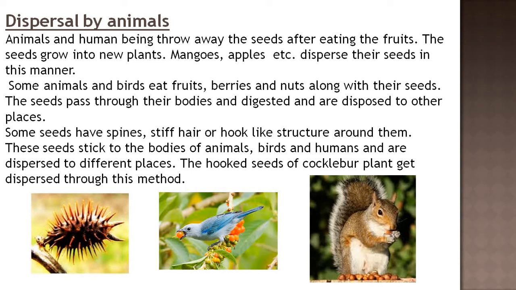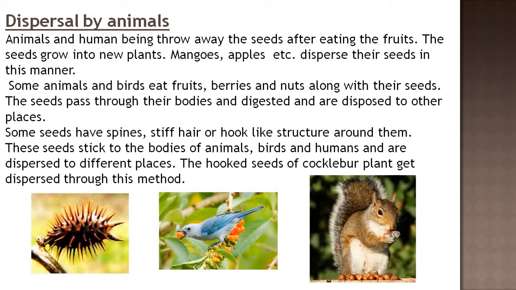There are other animals and birds which eat the fruits like berries and nuts along with their seeds. The seeds pass through their body and remain undigested, and when they are expelled, the seeds come out with their feces, and when the seeds get a proper environment or suitable condition, they grow, and this way seeds are dispersed to different places.